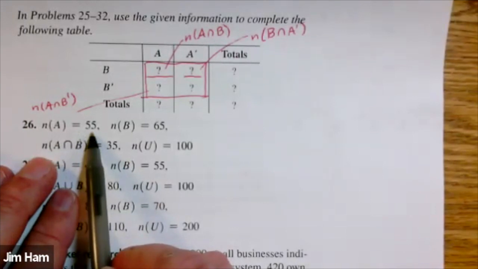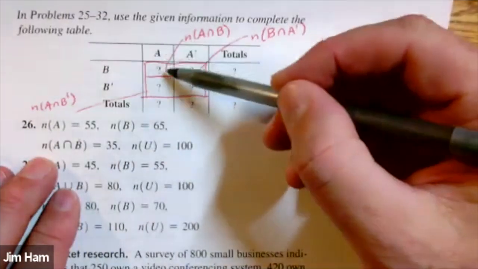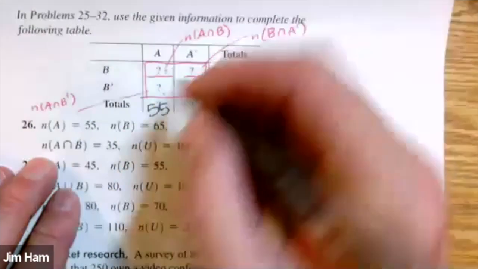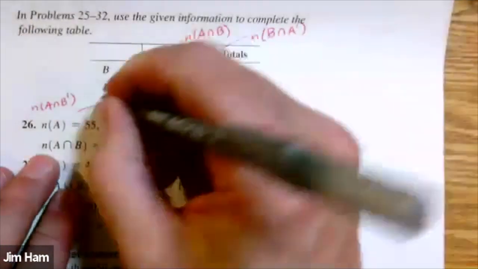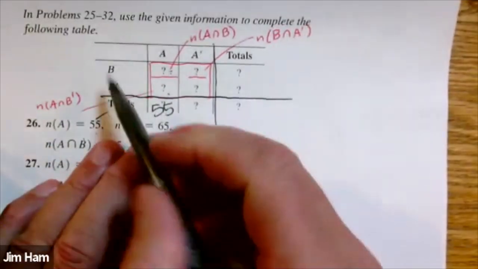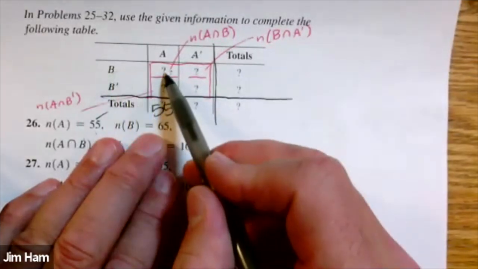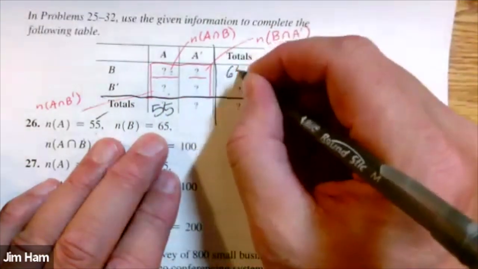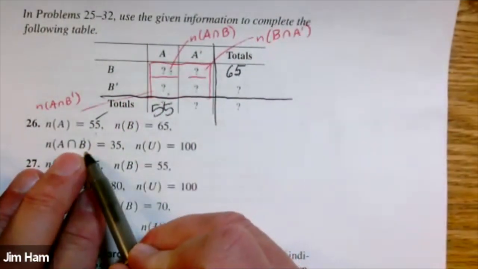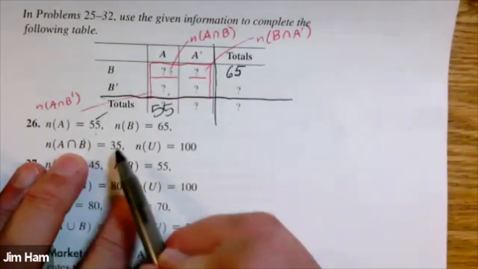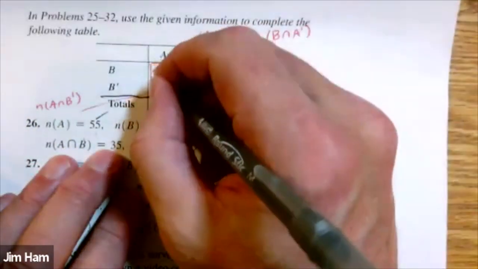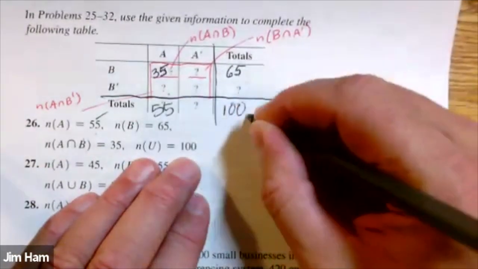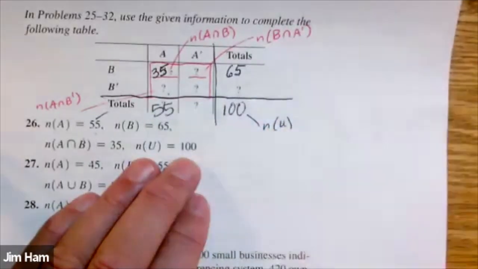If the number in A is 55, well, here's A. A consists of these two numbers. So when you add these two together, you should get 55 because the number in A is 55. These are the totals. The number in B is 65. Well, B consists of those two regions, one that intersects with A and one that intersects with A complement. The total for B would be 65. The number in the intersection between A and B is 35. Well, that's this number right here, 35. And the number in the universal set is 100, and that will always go in that spot.